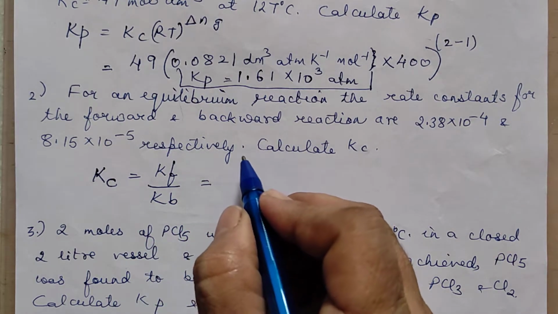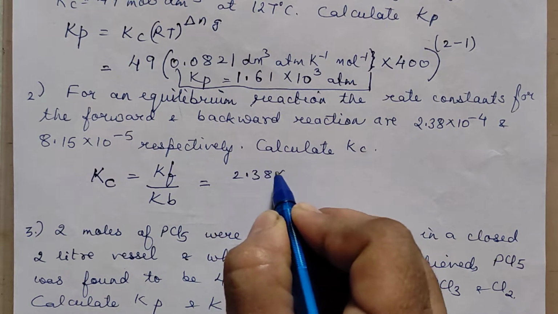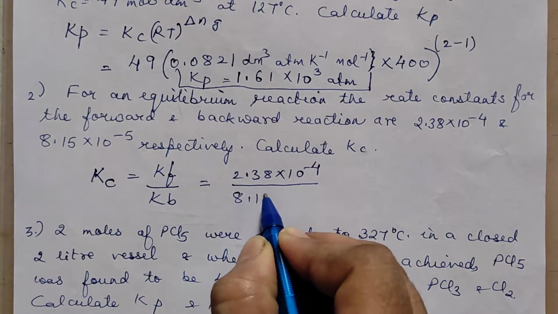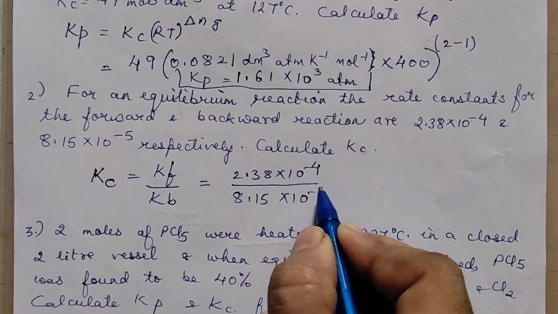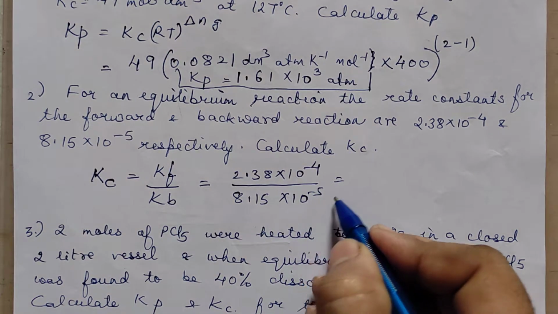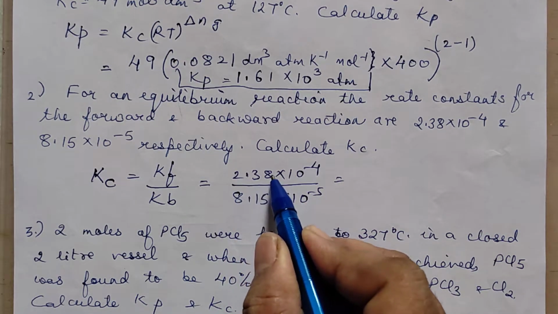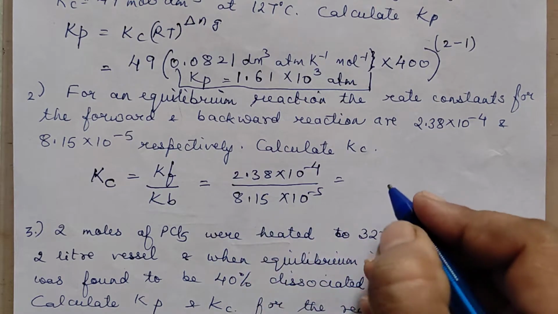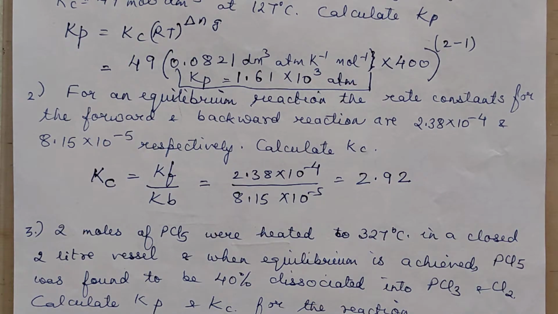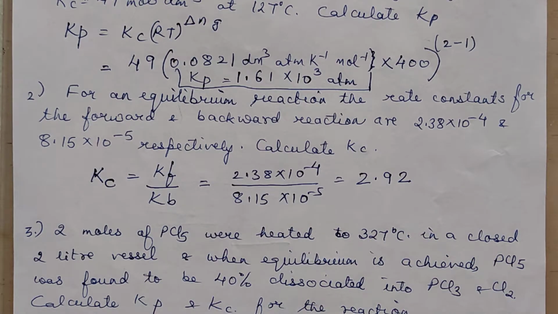So we will put their values. Kf is here 2.38 into 10 to the power minus 4 divided by 8.15 into 10 to the power minus 5. So this is what we have to solve. So this can go on the top. It will become to the power 1. That means it will be 23.8 divided by 8.15. That you can solve it. It will come out to be 2.92. Clear? So it is the answer for Kc.